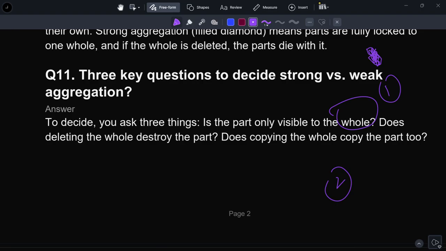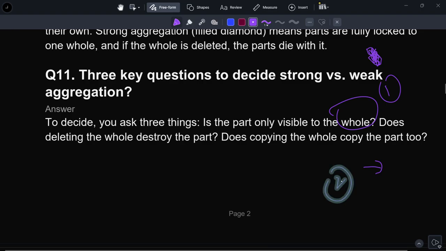Second is life cycle. Does deleting the whole automatically destroy the part? Strong: the part cannot exist in code or reality without its parent container. Yes. If you delete the ATM object from the database, its local screen interface dies with it instantly, meaning it's a strong aggregation.